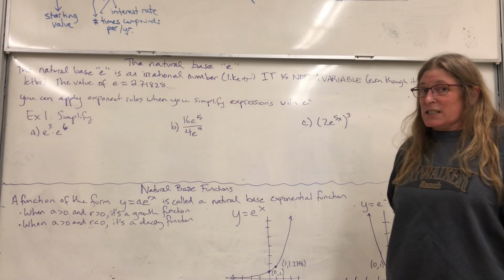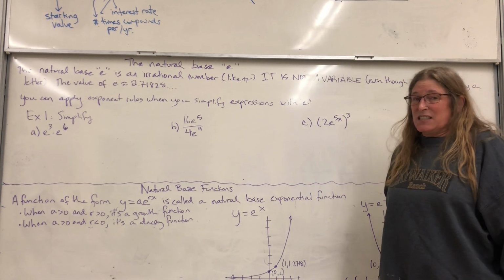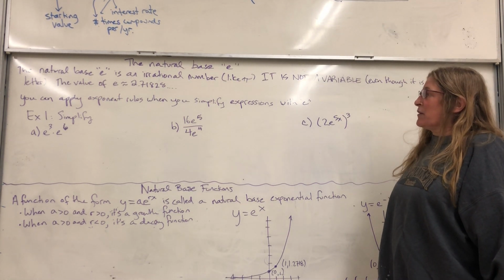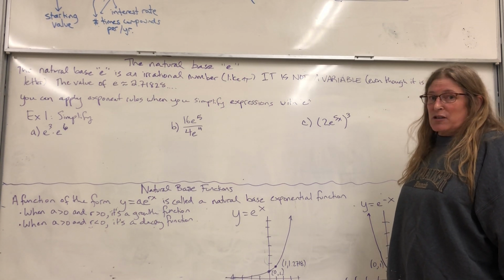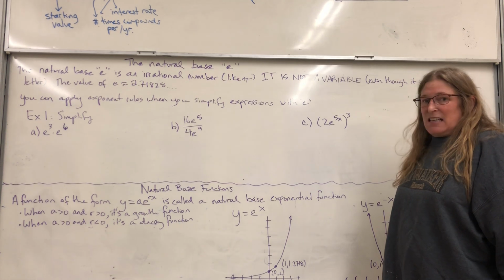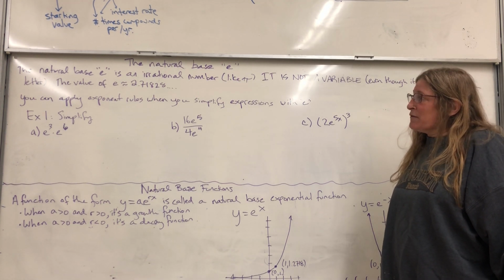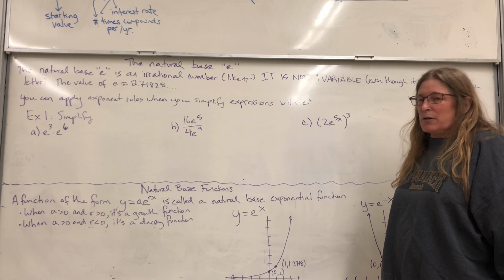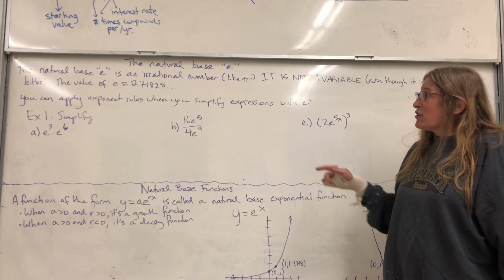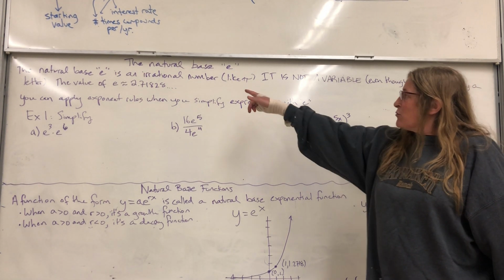Okay, what we're interested in is a specific case of exponential growth and decay. And that is when the base of the exponential function is e. Now, e is a little bit confusing because when we think of a letter, we usually think of a variable. However, e is actually not a variable. It's an irrational number like pi.